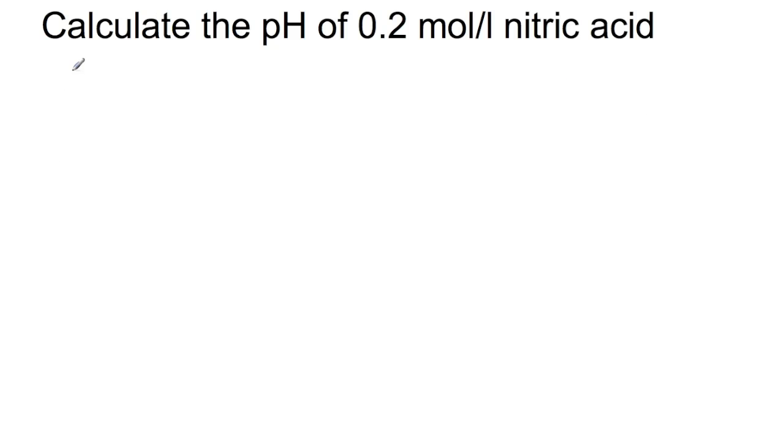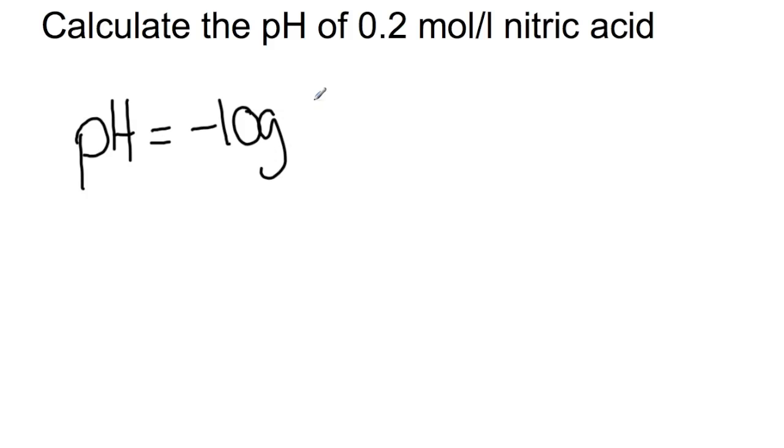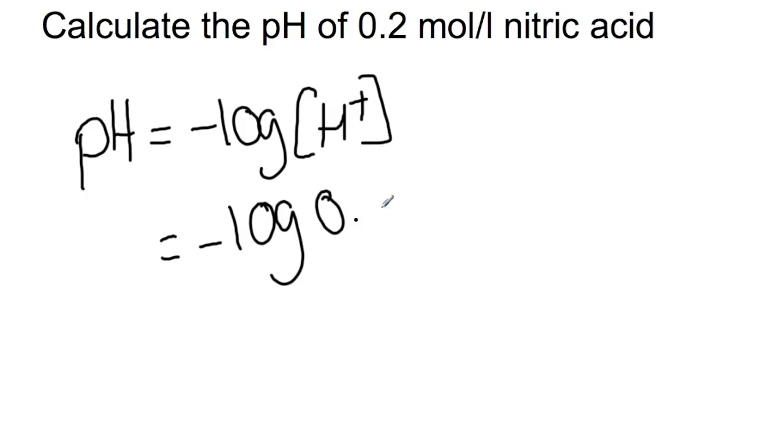So the first one here is to calculate the pH of 0.2 moles per litre nitric acid. For this, we are going to use pH equals minus log of the concentration of H+. Nitric acid is a monoprotic acid, so the concentration of our H+ ions is the same as the concentration of our acid. So if you do minus log 0.2, you'll find that you have a pH of 0.7.